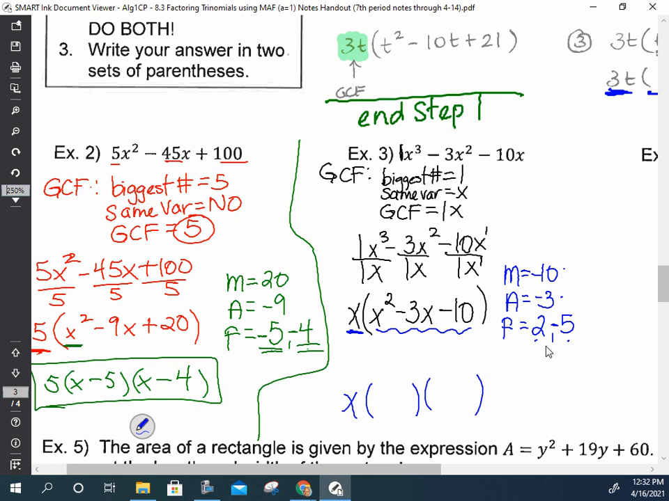So we write our parentheses. X squared is x times x. 2 goes in one parentheses. Negative 5 goes in the other. We finished. Again, the order doesn't matter.